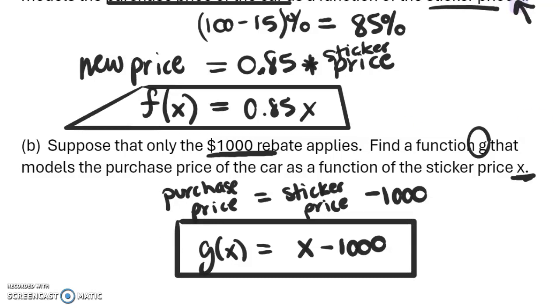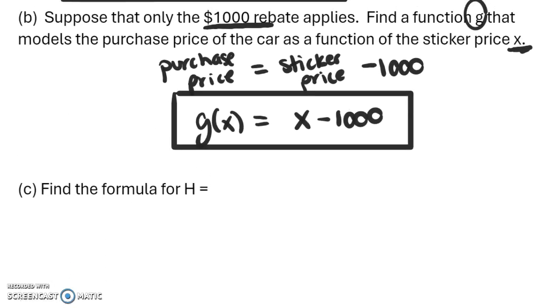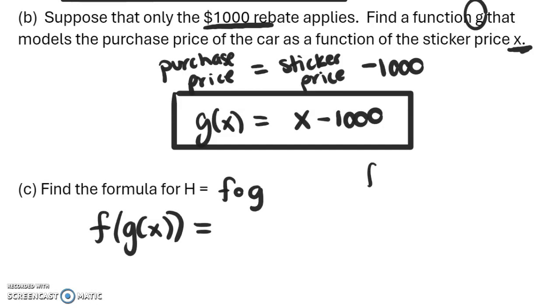Now in part C, it says find the formula for H, where H is F composite G. So this little circle here means the composite function, and it means that we take F of G of X. So the F of X, let's color code this.